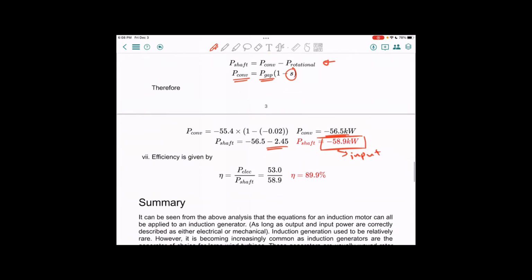That's why we know how to calculate the efficiency: it will be P output over P input. The P output here is the electric power, and the input power is the shaft mechanical power, because you know that's a generator. The output power is electricity, and the input power is mechanical. Okay, so P electrical is 53, which we just calculated at the beginning, and the input is the mechanical power. We just found it here, which is 58.9. Okay, we'll actually take the negative, but both of them will be negative, so the two signs will just cancel out, and the efficiency will be 89.9%.